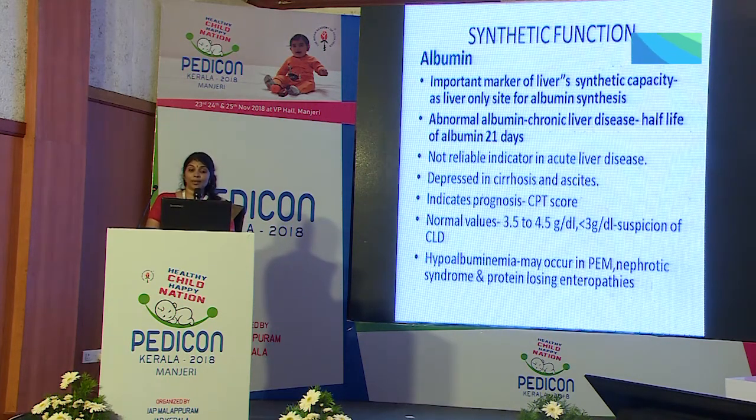Albumin is a very important marker of synthetic function of the liver. It is not a reliable indicator in acute liver disease. It is depressed in cirrhosis, that is a chronic liver disease. It has an important prognostic value in Child-Pugh-Turcotte scoring. And hypoalbuminemia may occur in a host of other conditions like PEM, nephrotic syndrome, and protein-losing enteropathies. So, it's not a very reliable indicator.